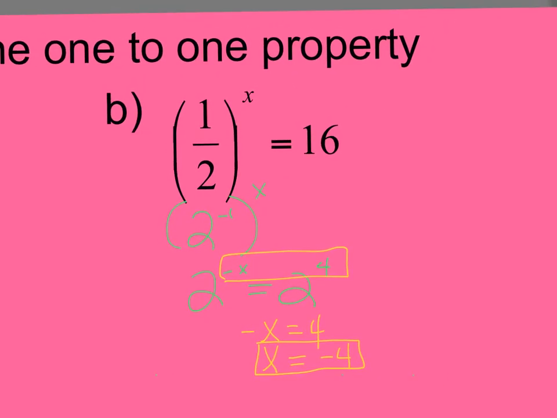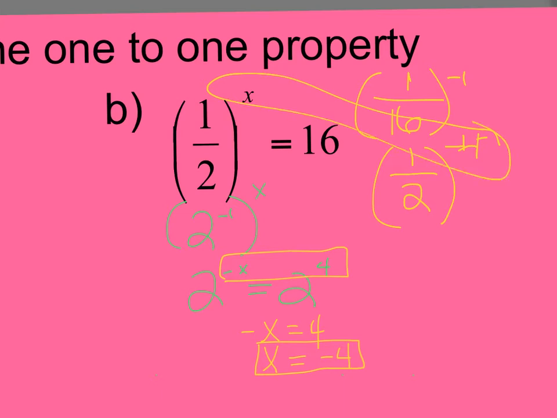The other way to do it is bring 16 to the bottom. So I can say that 1 over 16 to the -1, and then 16 would become 2 to the 4th, so this would be 1 over 2 to the -4th, and then you set your exponents equal to each other. So whichever way your brain sees it, stick to it, okay? There's a lot of different ways, especially when we get into logs and stuff. There's a lot of different ways to do these.